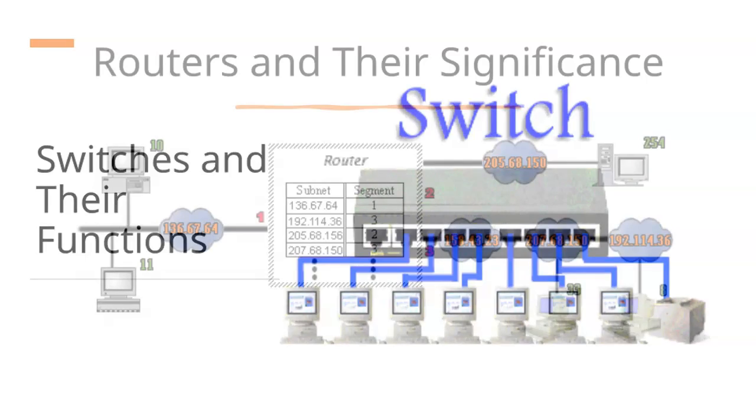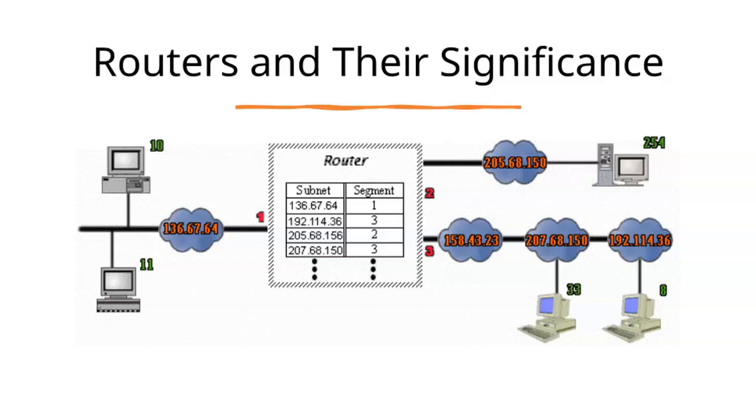Routers operate at the network layer, layer 3 of the OSI model. They forward packets between networks using logical IP addresses. Each router maintains a routing table that contains information about known networks and the best paths to reach them. Routers are devices that direct data packets between networks, ensuring they reach their destination efficiently. Here's how routers route data.